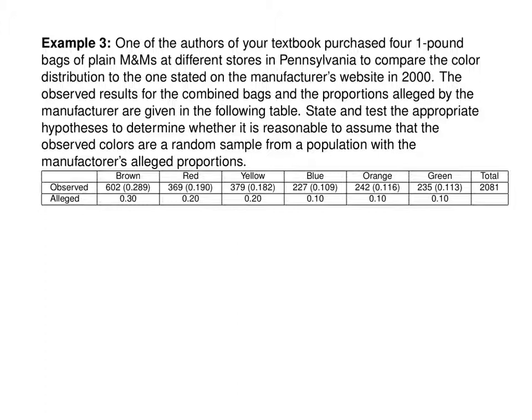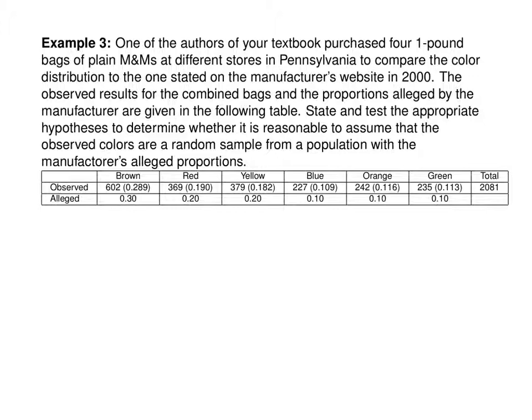The observed results for the combined bags give the proportions alleged by the manufacturer and the ones that this person found from their counting of the colors of M&Ms in each of the 4 bags. They must have made a graduate student do that. State and test the appropriate hypotheses to determine whether it is reasonable to assume that the observed colors are a random sample from a population with the manufacturer's alleged probabilities.